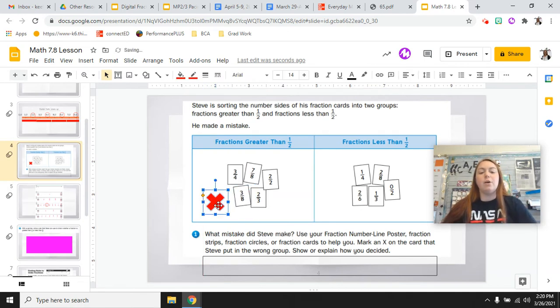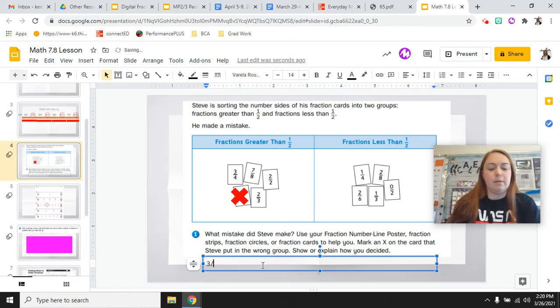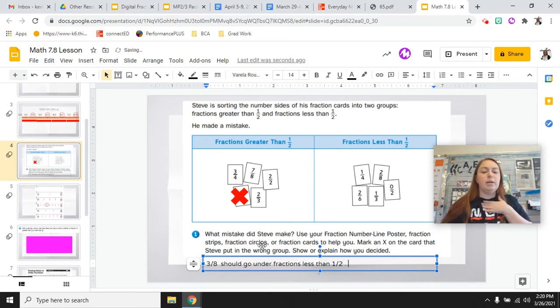So our answer would be 3/8. 3/8 should go, oops, sorry, let me try and make it bigger, under fractions less than 1/2. Okay. And then it says explain how you decided. So for this one, we could just say that 3/8 is less than 4/8.